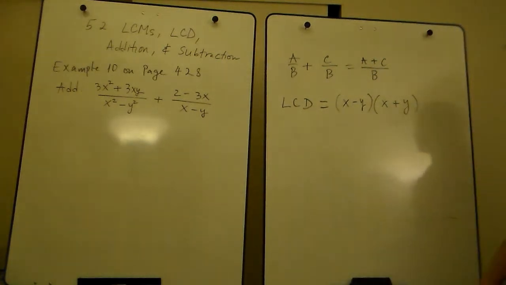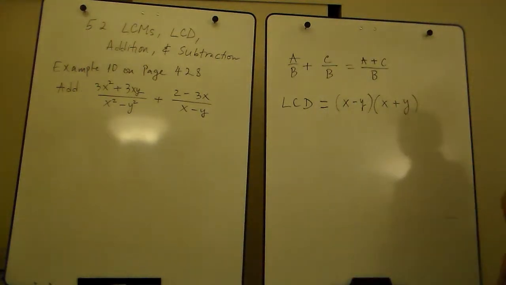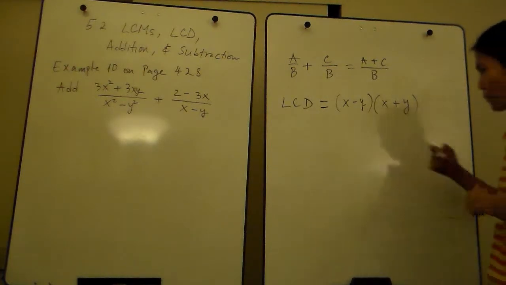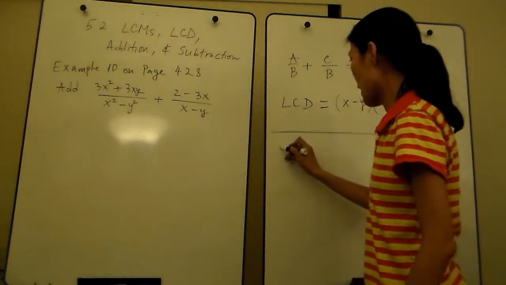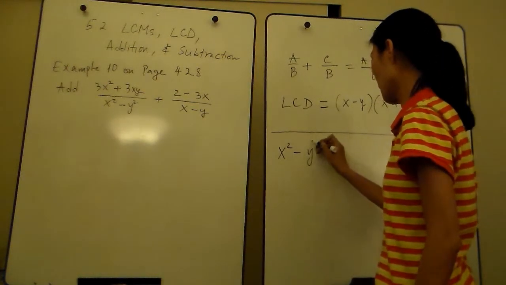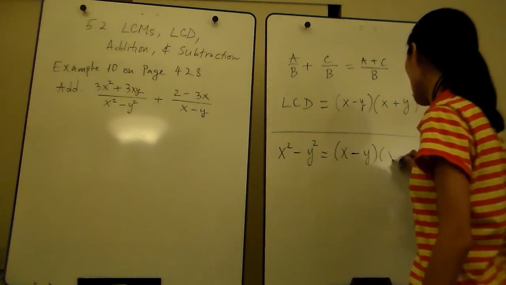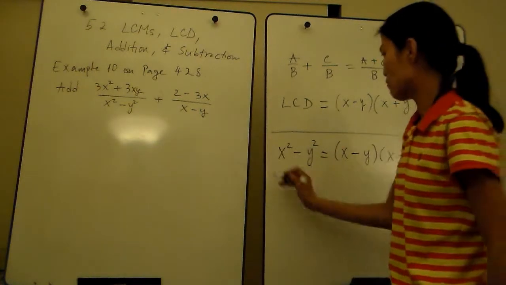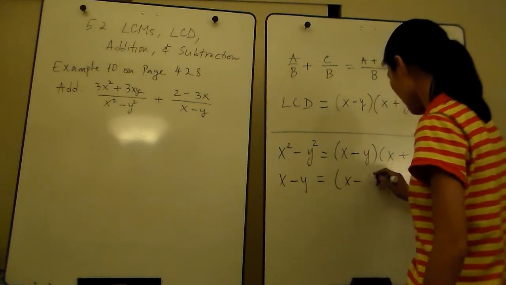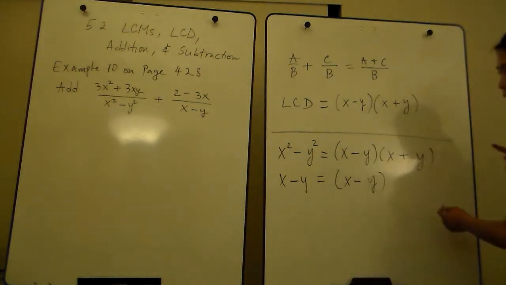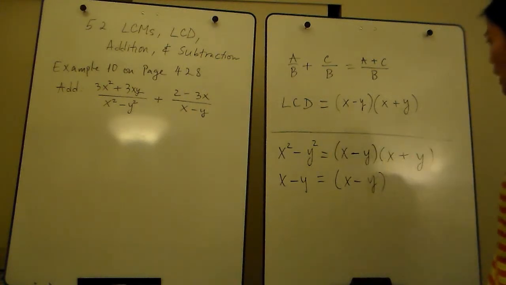Alright, now we know the LCD of the two fractions, which is x minus y times x plus y. Now the first denominator we factored earlier, let me rewrite this. We factored earlier, x minus y, x plus y. Second factor, x minus y, is just x minus y. We factored this earlier, I just forgot to erase. I'm just rewriting this, okay? Now, LCD is x minus y, x plus y.